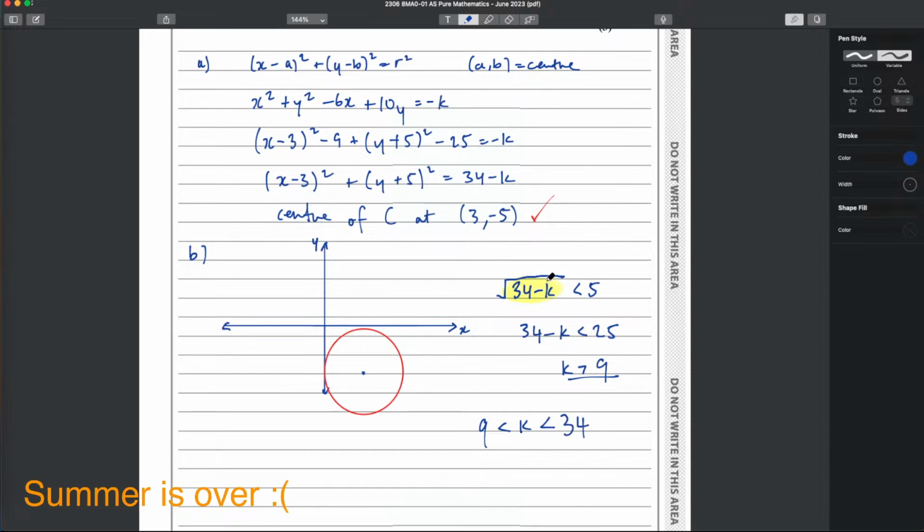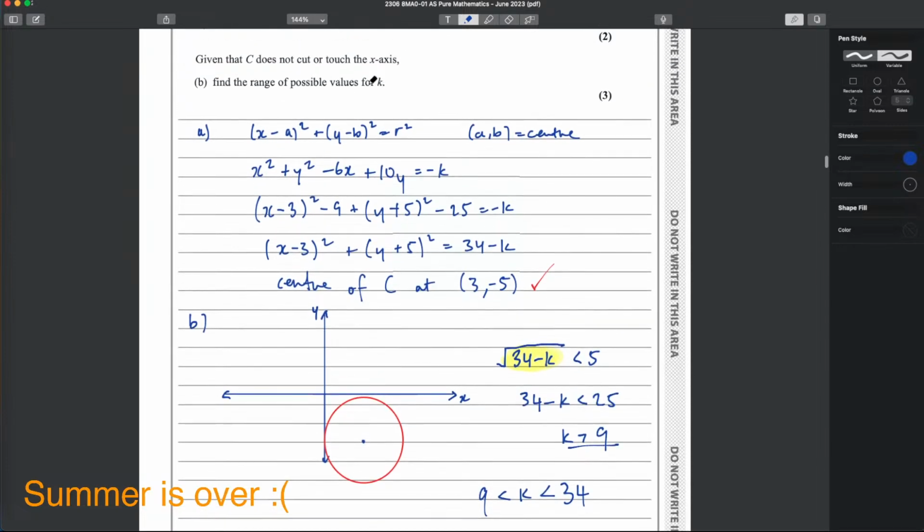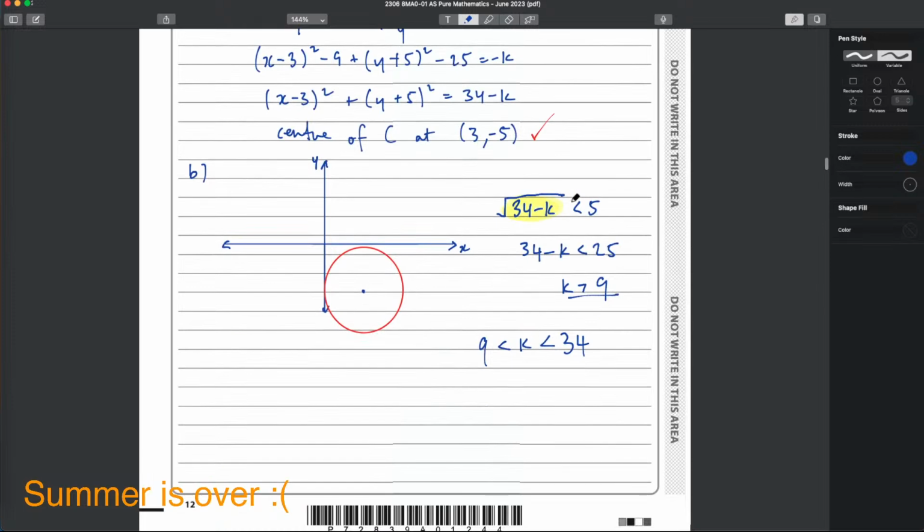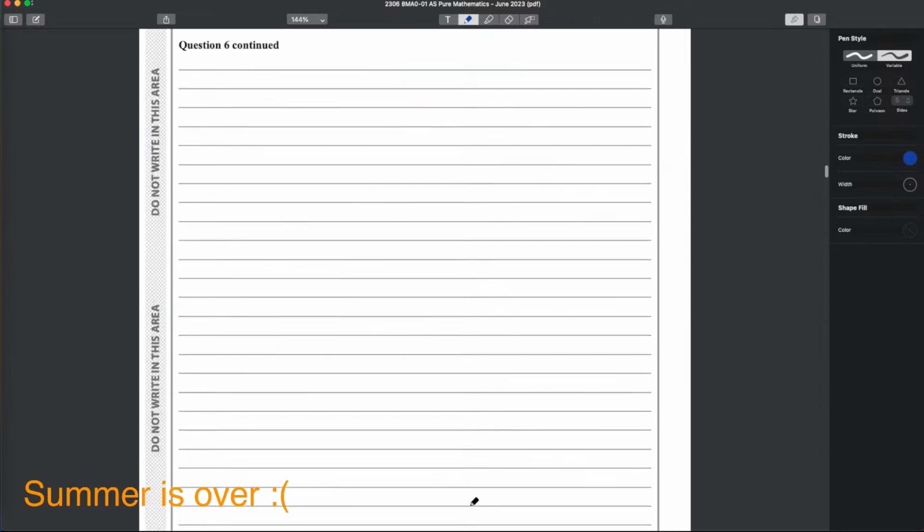Okay, so if k was, for example, 34, 34 take 34 is 0, and then the radius would be 0, which is not a possible value for the radius of a circle. In other words, you don't have a circle. So I missed that. I forgot that detail. Hopefully you learned from my mistake. K is between 9 and 34.